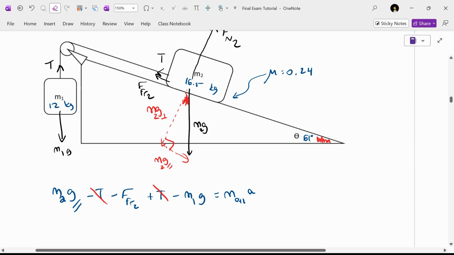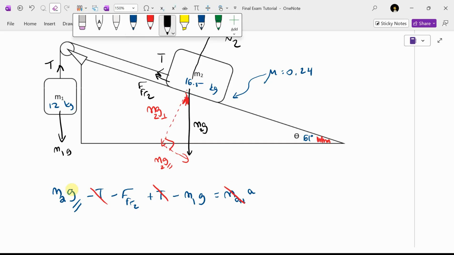Arnica, back to you. I want to get the A by itself. How am I going to get the A by itself? Okay, and by M all, I mean M1 plus M2.